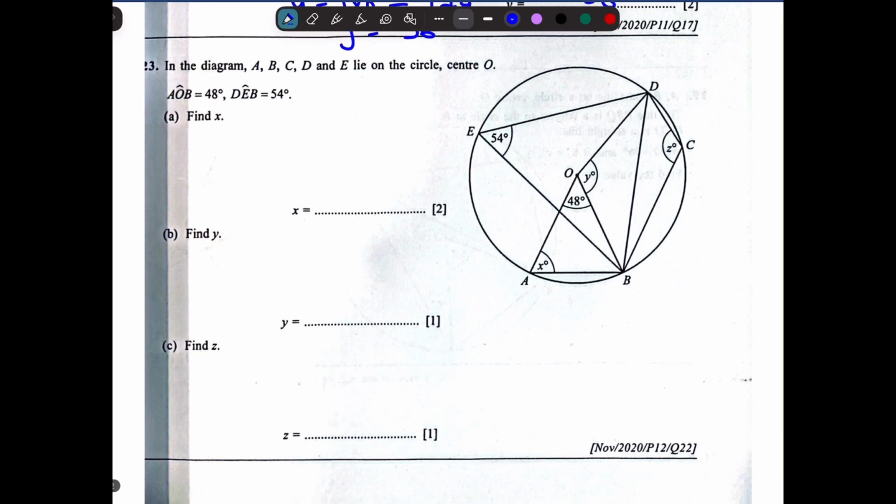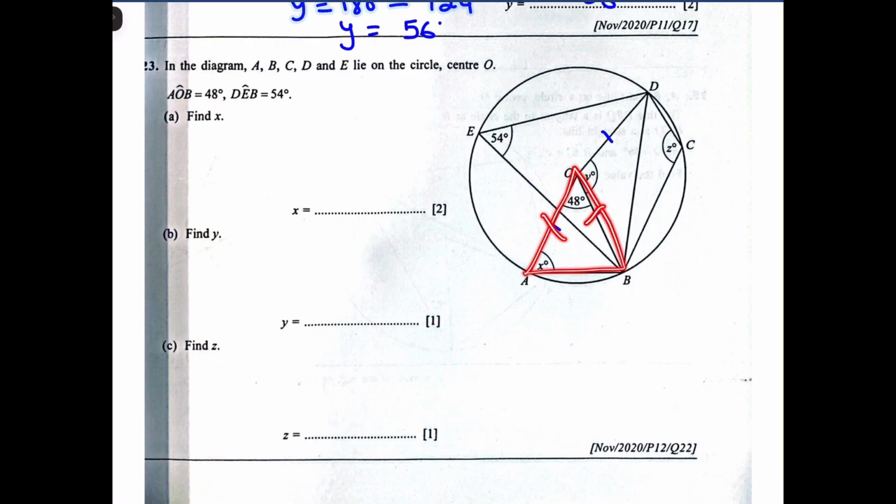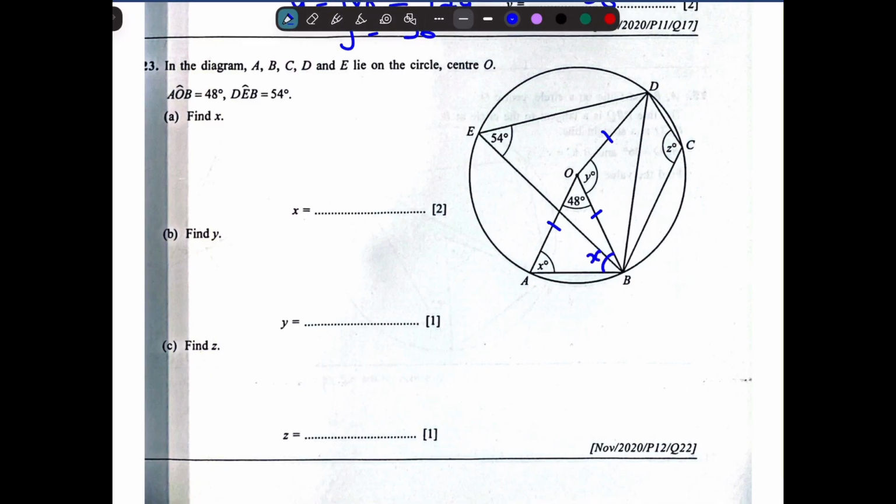In the diagram, A, B, C, D, E lie on the circle, center O. So let's mark all the radii, all three lines. So this is the radius. So basically, AOB is 48, DEB is 54, and they want you to find x. Okay, so we know that triangle ABO is an isosceles triangle. So if this is x, this will be x as well. Right, so this is going to be x as well.